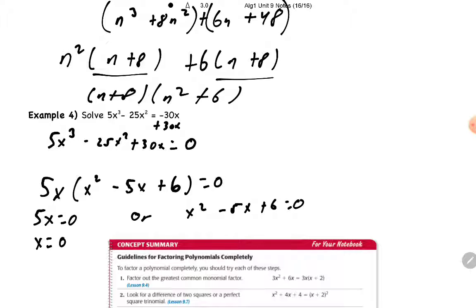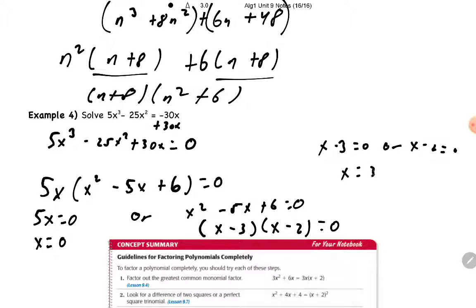So on the left, I get x equals 0. On the right, this changes into a factoring problem. X minus 3, x minus 2. Two numbers that multiply to 6 and add up to negative 5 are negative 3 and negative 2. Set that equal to 0. So now I have two more answers. Either x minus 3 equals 0 or x minus 2 equals 0. So x equals 3, x equals 2, and x can possibly be 0. We have 3 answers for that one.